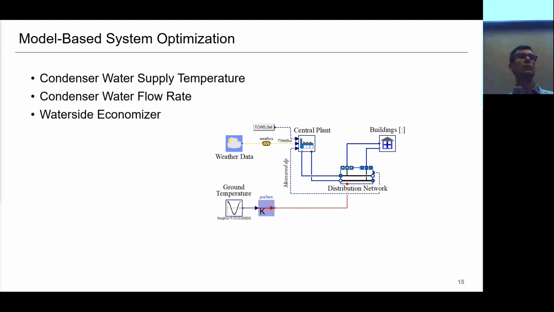So having done the model creation and the validation, we looked into how to optimize the operation of this system. And there were a few criteria where we can start doing optimization in terms of the condenser water supply temperature and also the flow rate to the condenser. And then also the operation of the water side economizer, which implicitly depends on the condenser water supply temperature via the control of the staging of the individual components.